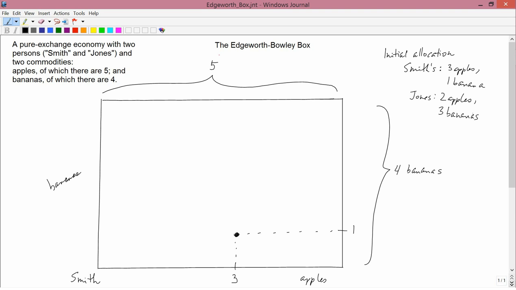I claim that we can measure this on the Edgeworth box. Think about 2 apples. I claim that this distance is 2 apples. And the reason is that this distance is 3 apples, and the whole width is 5 apples. So, therefore, the distance that I marked with 2 has to be 2 apples, which is the number of apples that Jones has.